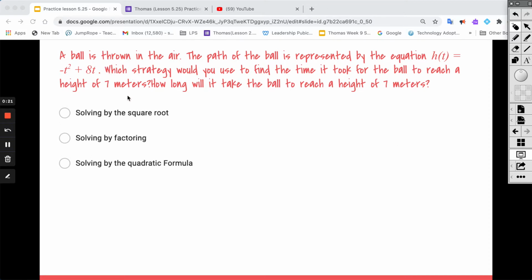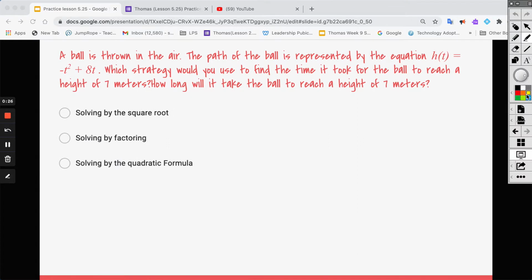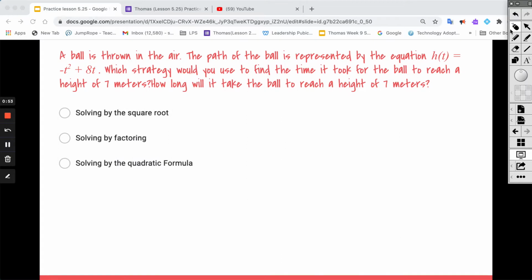So if we're paying attention to our original equation and the important information that is given, the path of the ball is represented by h of t is equal to negative t squared plus 8t. And we're concerned with the time the ball took to reach a height of 7 meters. So how long will it take for that to happen? Based on the information given in this problem, we are going to be using solving by factoring, and let's really think about why solving by factoring works.